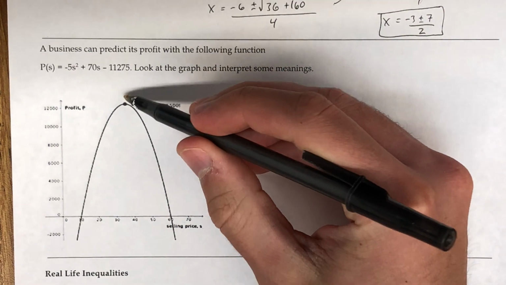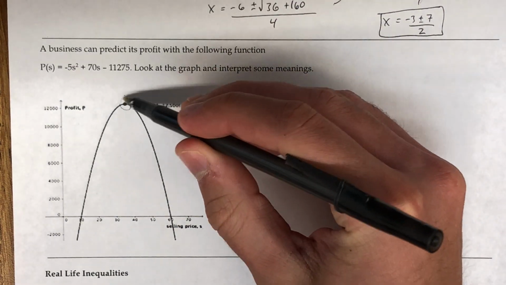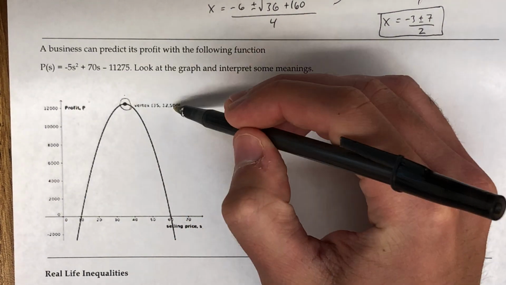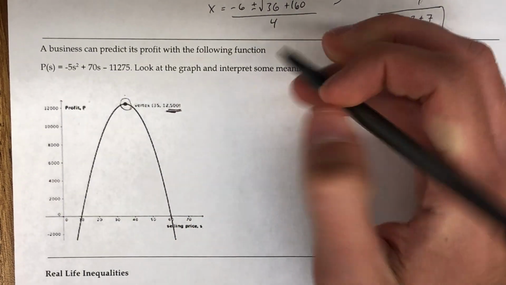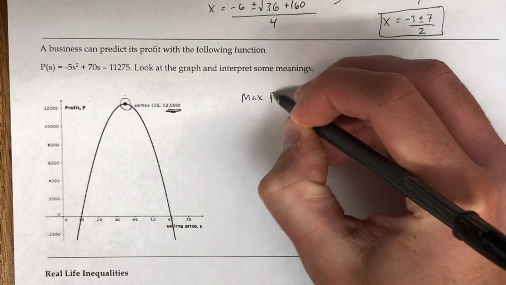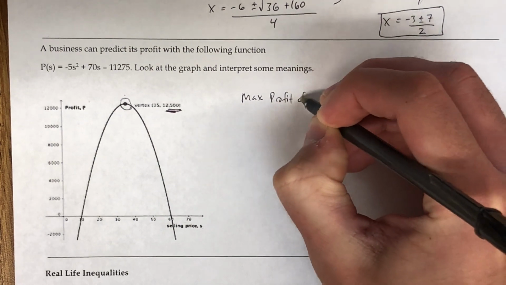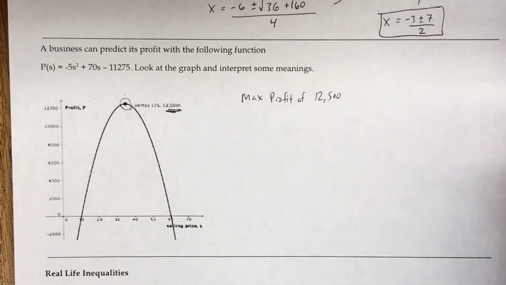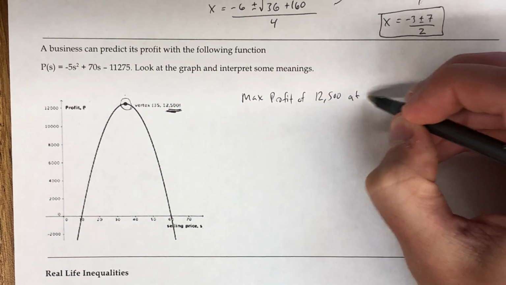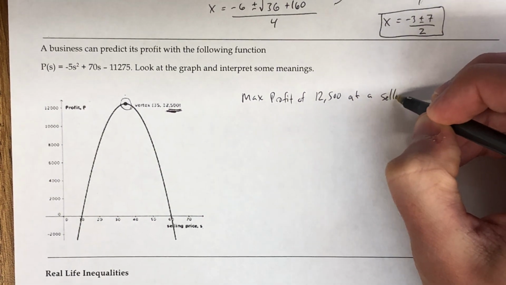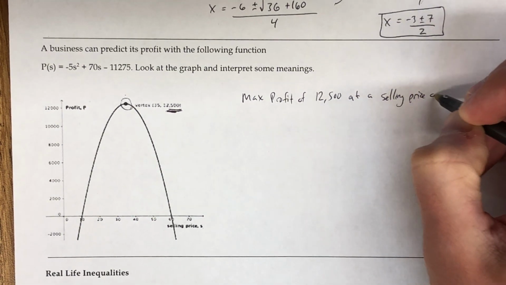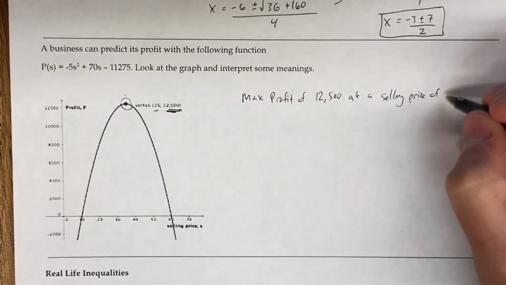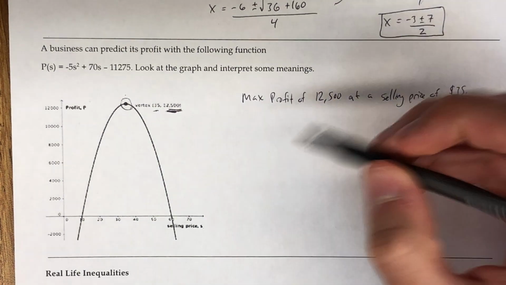As I'm looking at the vertex, that's our highest value. So that's giving us our maximum profit. We have a max profit here of 12,500 at a selling price of, what is that, 35? Okay, that's important.